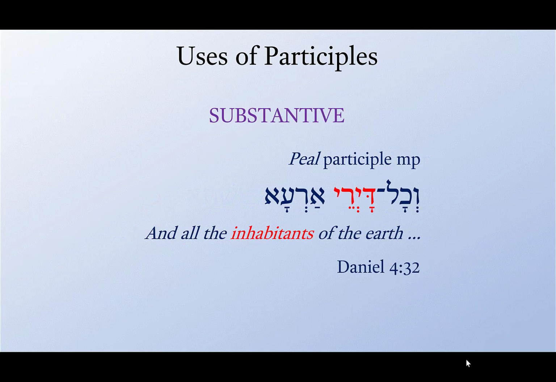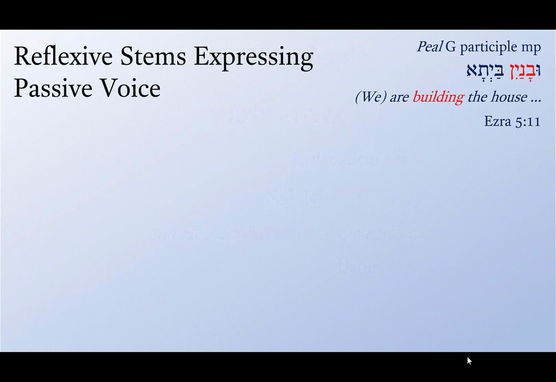And then finally, there's a substantive use of participles. And all the inhabitants of the earth. And interestingly, this is what Biblical Hebrew also does with its inhabitants verbal root. Okay, the yod, shin, beit verbal root. And here we have the Aramaic counterpart in Daniel 4:32. Okay, so lastly, I'd like to discuss the use of reflexive stems to express passive voice.